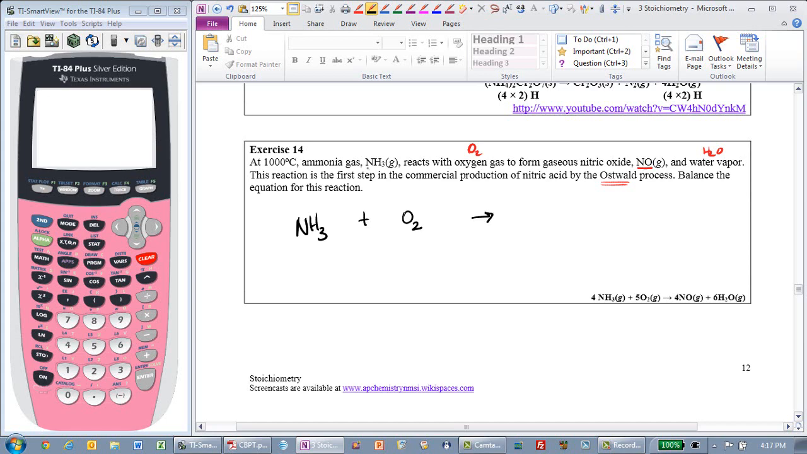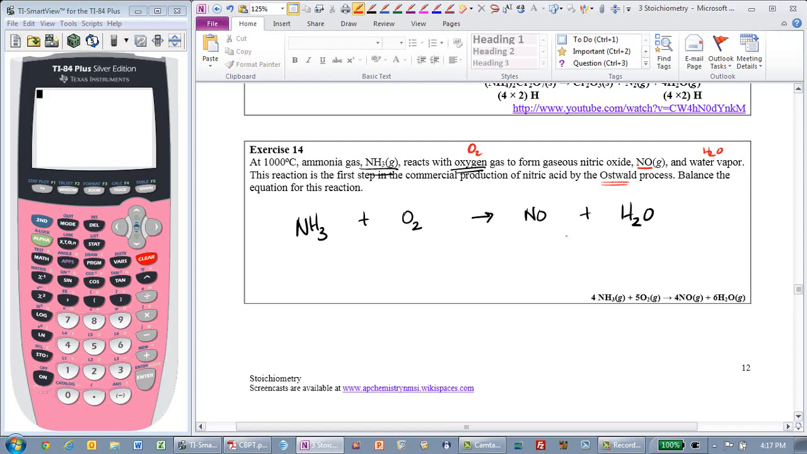All right, so my ammonia gas reacts with oxygen to form nitric oxide, which they told me, and water. That's not very pretty. That's much better. All right, so what do you figure? What are we going to do? I'm going to go back to red.